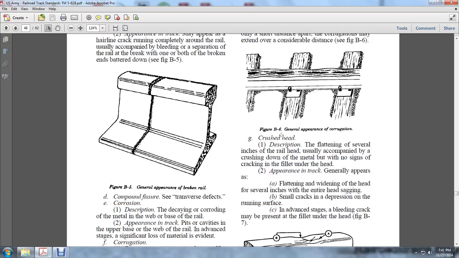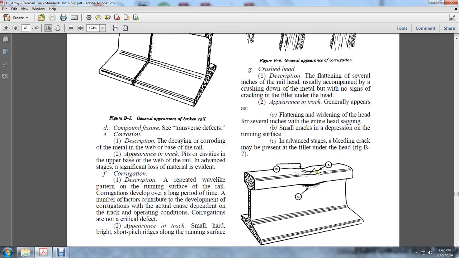Crushed head. Description: flattening of several inches of the railhead, usually accompanied by crushing down of the metal with no signs of cracking in the fillet under the head. Appearance in the track: it generally appears as a flattened, widened head surface, with the entire head sagging, and small cracks and depressions in the running surface. In advanced stages, bleeding cracks are present in the fillet under the head. You have your A, B, and C. A is flattening and widening of the head. B is a small crack in the depression. C is an advanced stage, with bleeding of the crack that may be under the fillet under the head.